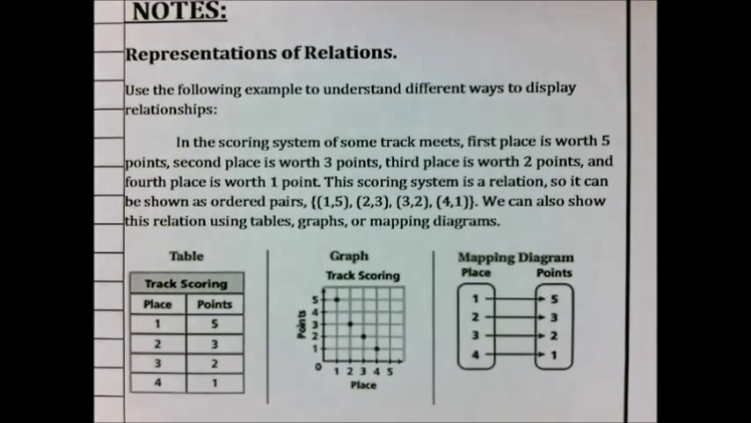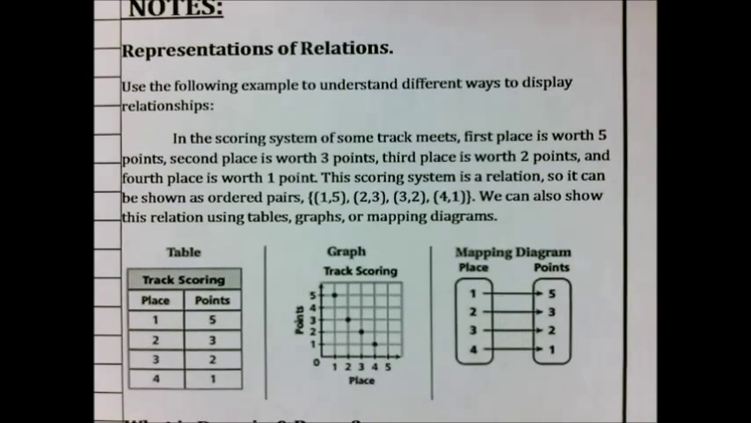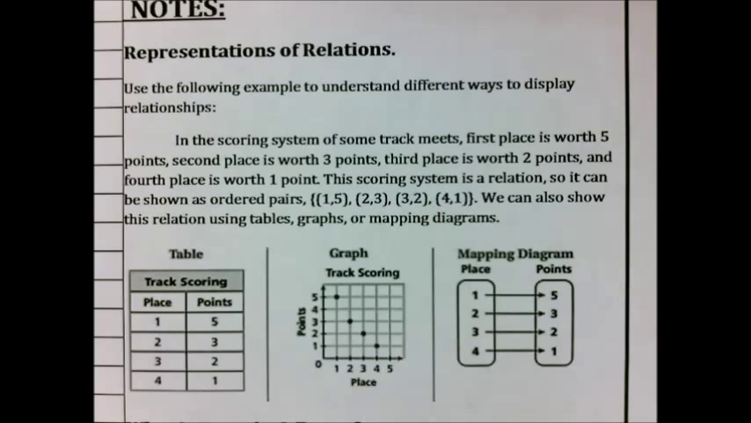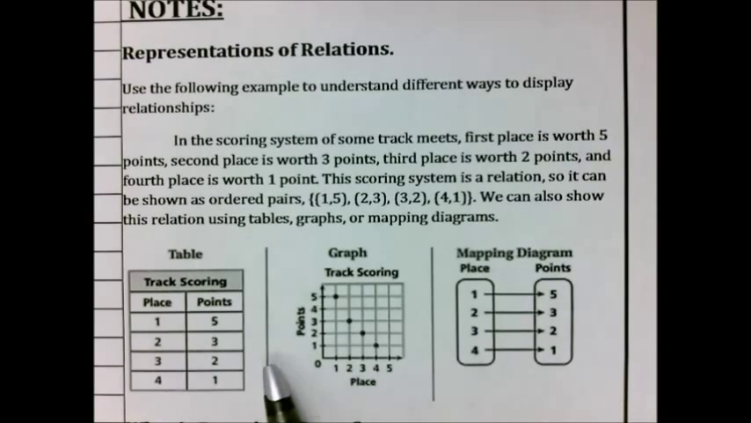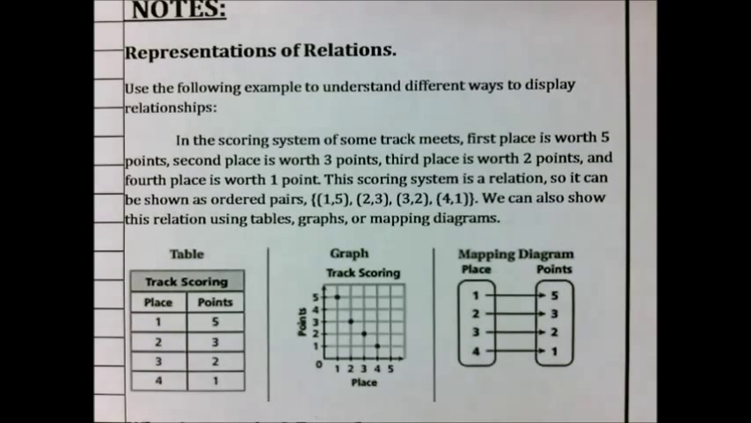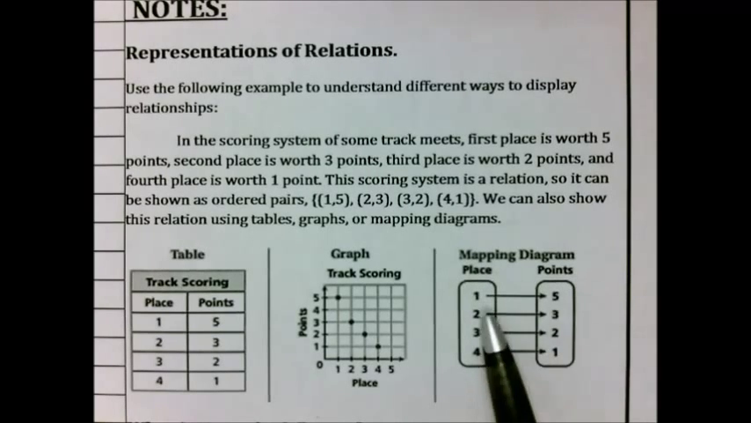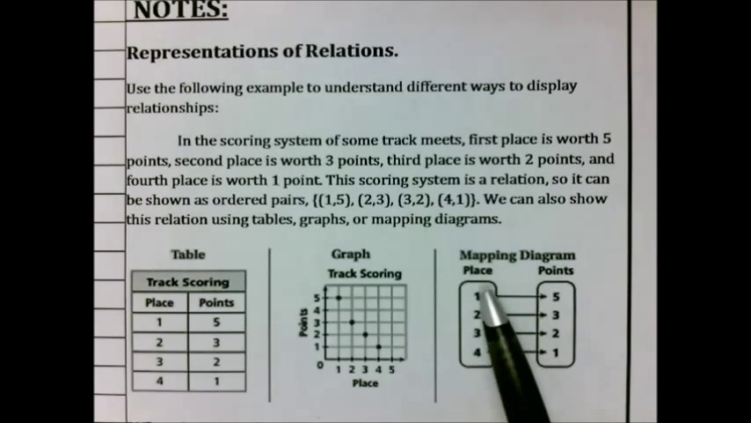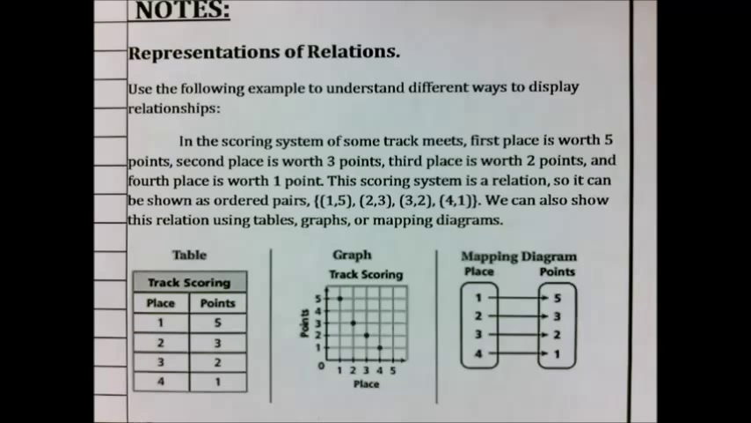And so below here, this gives a couple of different ways that we could map or show this relation. We could use a table where you have track scoring, place and points. You guys know a table pretty good. Graphically, one value is your y, the points, and the x value is the place that you got, and it shows that if you got first, then you get 5 points. We could also use a diagram like this, where the place and points are in two little boxes, and then we use arrows to identify what happens from one place to the next. Okay, those are a few different ways that you could display a relation.